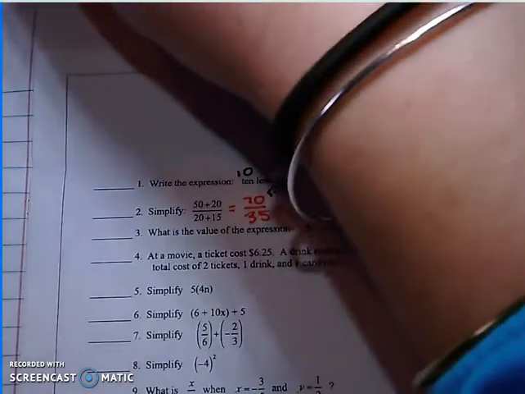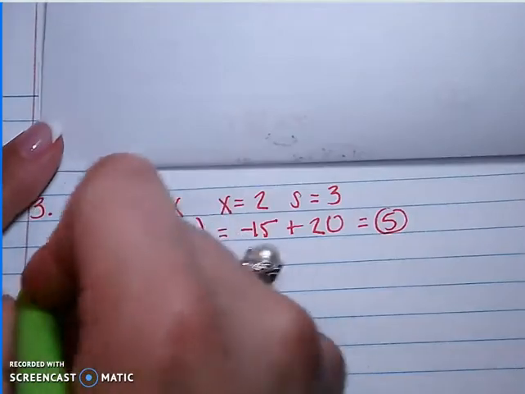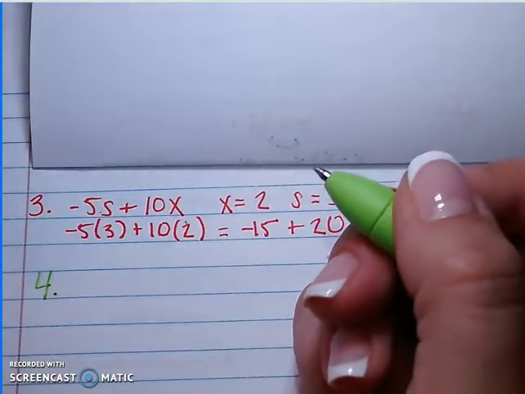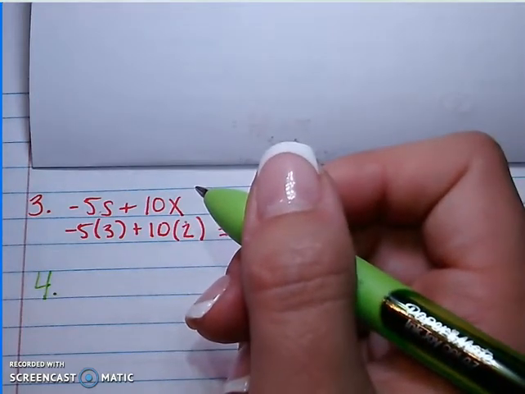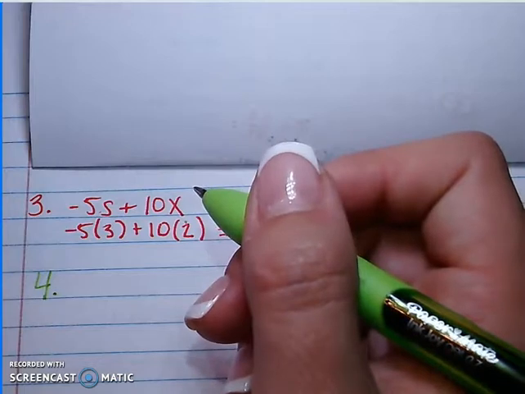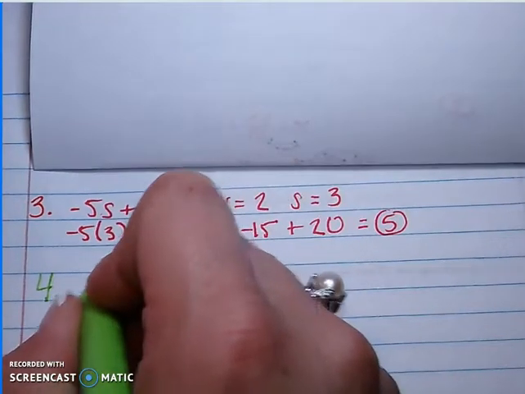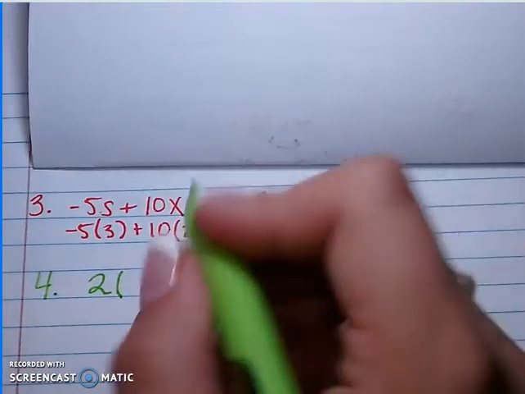All right, I am going to grab another pen. Number 4, we're also going to tackle in here. If you're reading it, it reads that at a movie a ticket costs $6.25. A drink costs $2.75 and a candy bar is $3. What is the cost of 2 tickets, if 1 drink and 1 candy bar?